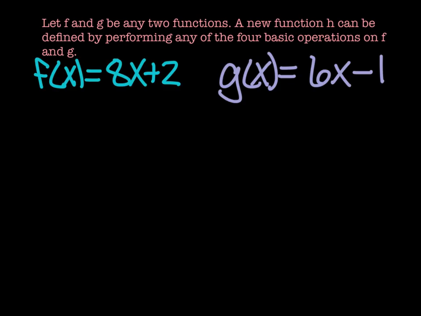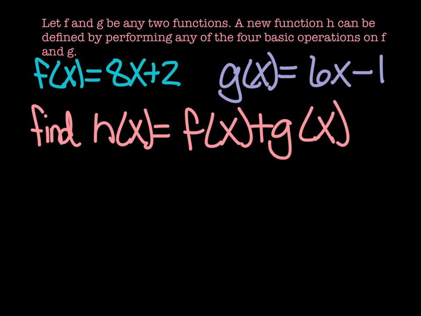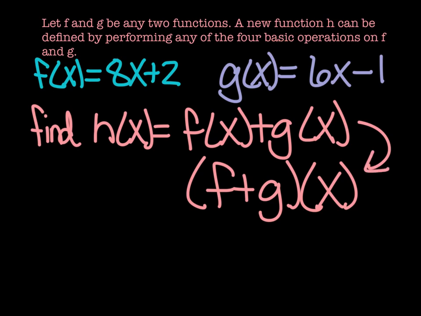Here we go. We're going to do a few examples on these two wonderful functions. f of x equals 8x plus 2, and g of x equals 6x minus 1. So if I wanted to find h of x equals f of x plus g of x, another way this could be written, because you might see this somewhere, is f plus g in parentheses and then x. Those mean the same thing. And all that means is to take the f function and add it to the g function.